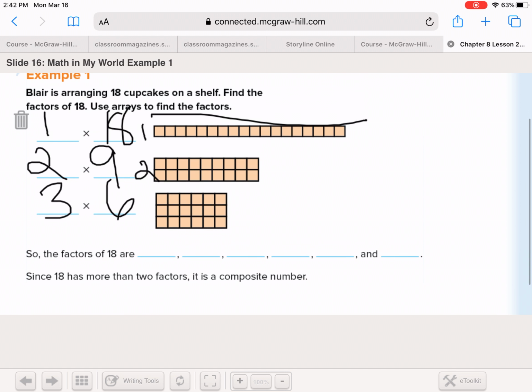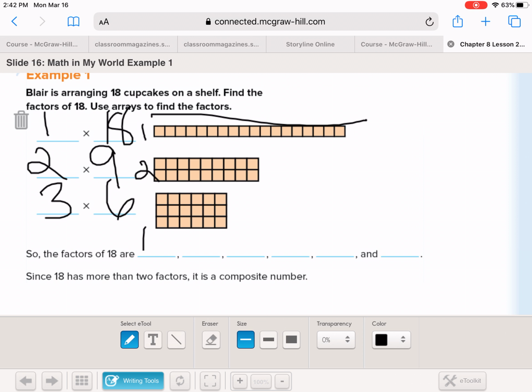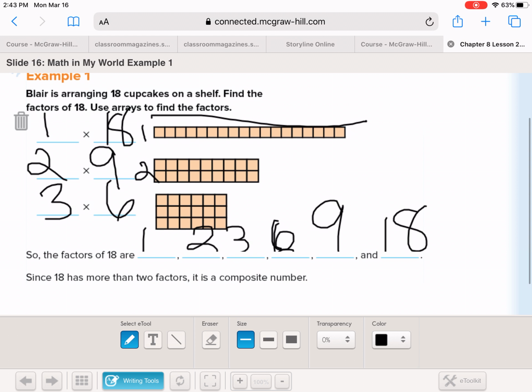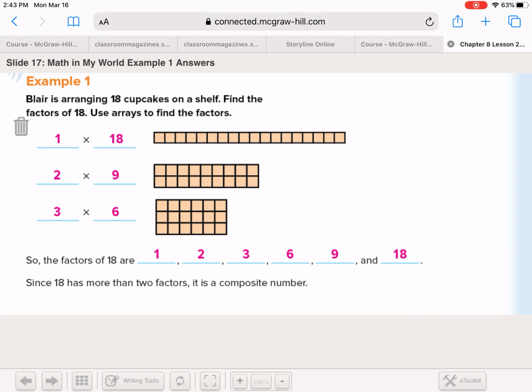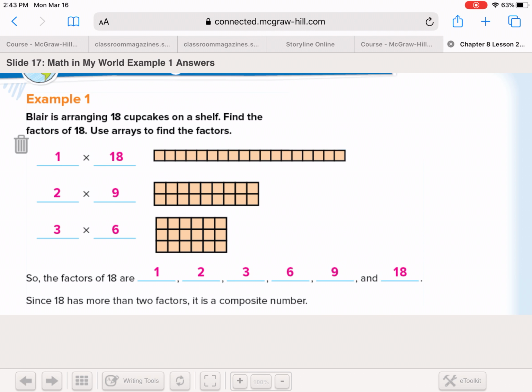So the factors of 18 are 1. You know me, I like to go in order. 2, 3, 6, 9, and 18. 18 has more than 2 factors. It is a composite number. So let's look. Composite numbers have more than 2 factors.